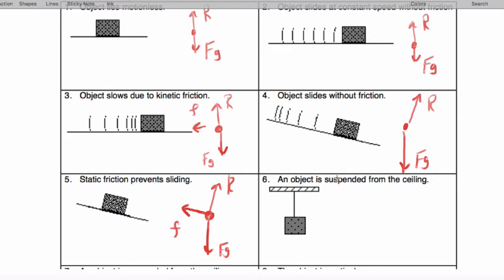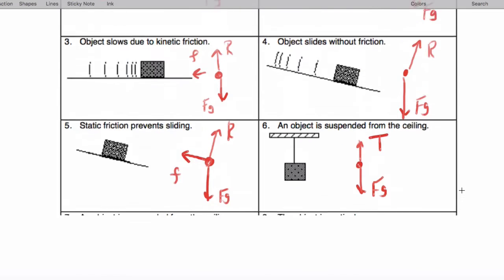Now here we have an object suspended from the ceiling. So we have its weight, and we have this tension force pointing up, supporting it. Because it's not on a surface, we don't have any normal contact force.